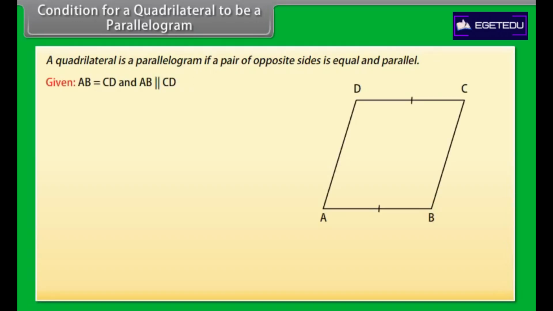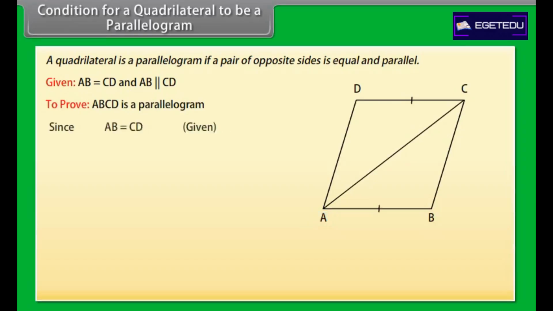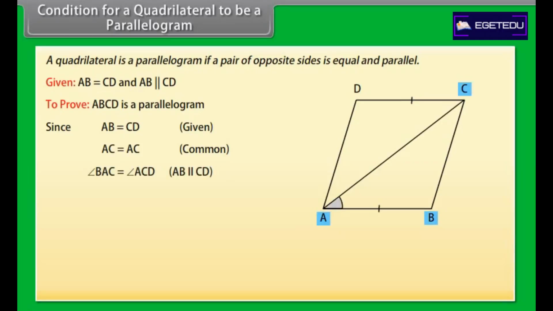Given that AB is equal to CD and AB is parallel to CD, we have to prove that ABCD is a parallelogram. Draw a diagonal AC. Since AB is equal to CD, which is given, AC is equal to AC, which is common, and angle BAC is equal to angle ACD because AB is parallel to CD. Therefore, by SAS congruence rule, triangle ABC is congruent to triangle CDA.